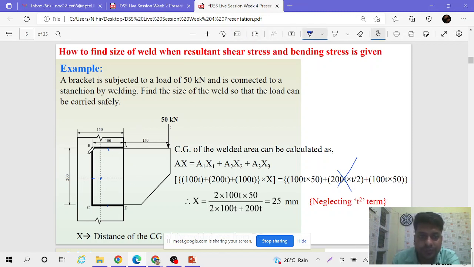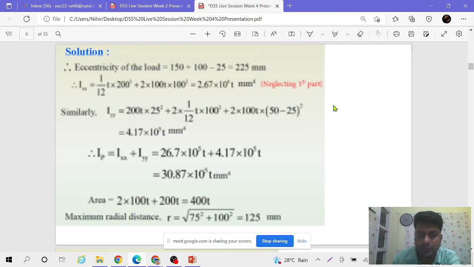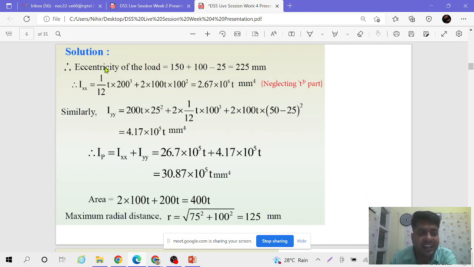Okay, so what will be the tendency of this weld? Its tendency will be to rotate like this, it will experience a load like this due to this applied load. So this distance is 150, this is 100. So what is the distance of CG from this load? 150 plus 100 minus 25 mm, which we have calculated here, CG of this welded portion. So minus 25 mm. Sir has shown eccentricity of the weld as 225 mm.